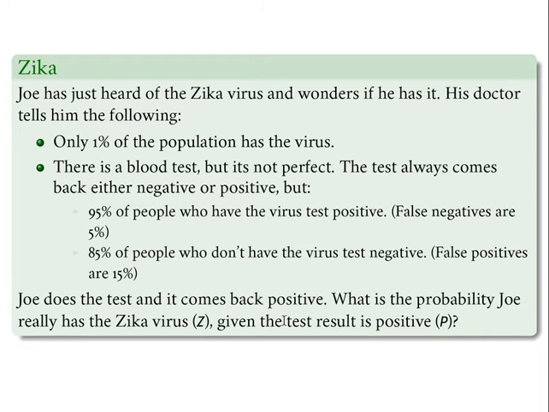So now, given all this information about the population and the reliability of the test, we can ask the following question. What is the probability that Joe really has the Zika virus, which we'll formalize with Z? What is the probability of Z conditional on the test result being positive, which we'll use P to stand for? So what is the probability of Z conditional on P? That is the question. We have this very reliable test, and Joe takes it and it comes back positive. What's the probability that Joe has the virus, given that the test is positive?